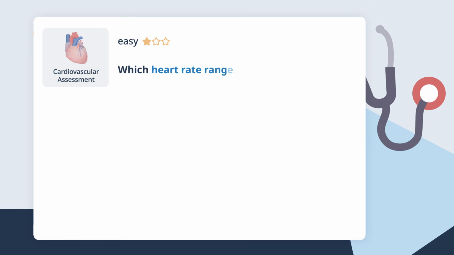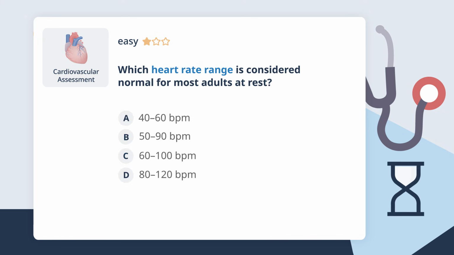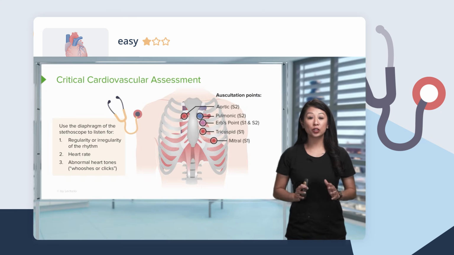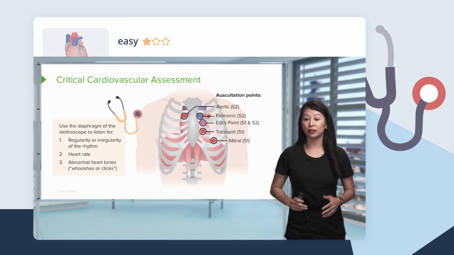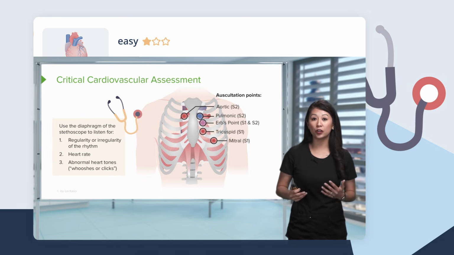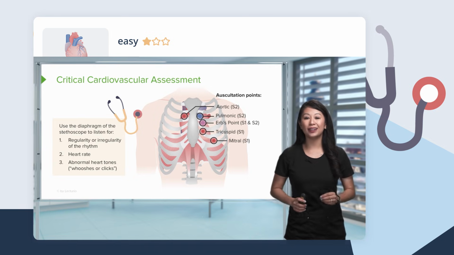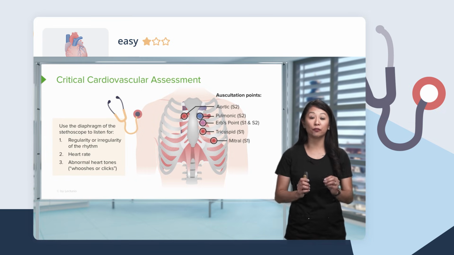Which heart rate range is considered normal for most adults at rest? And of course, don't forget about the heart rate of your patient. As you recall, 60 to 100 is what we consider normal, but your patient's resting heart rate may be a little bit different. So it's important for you to assess it and note that first.